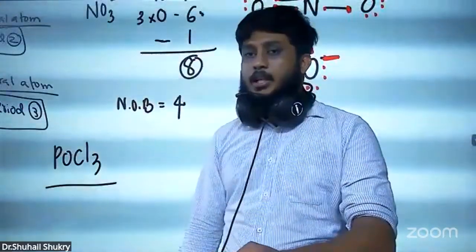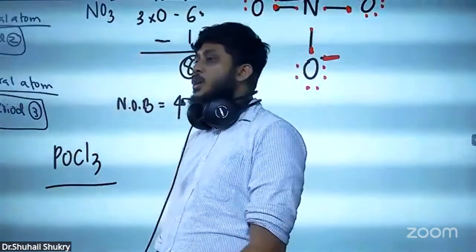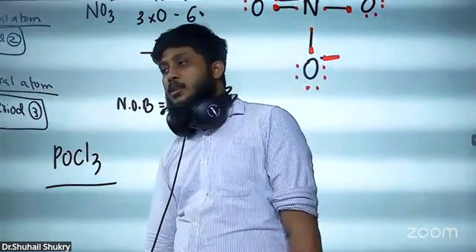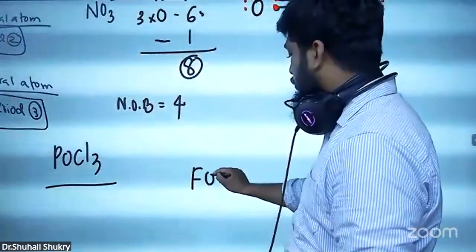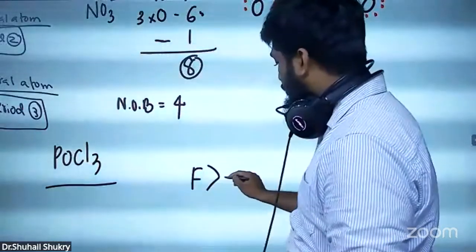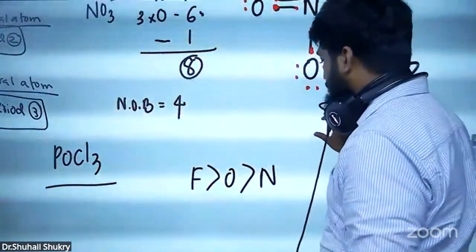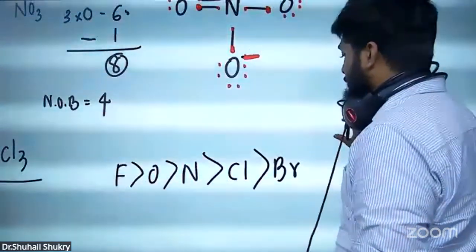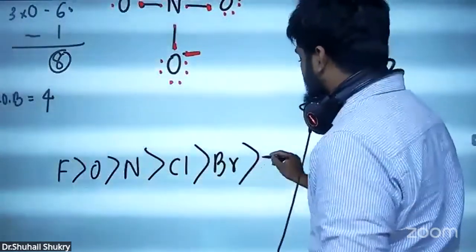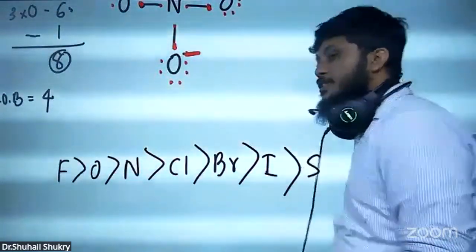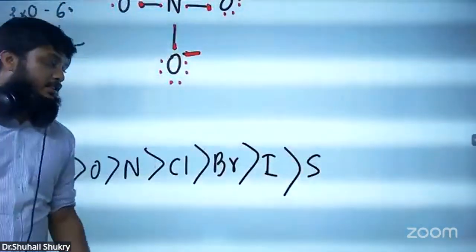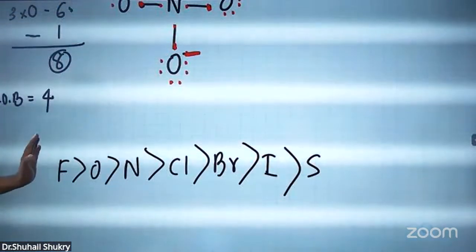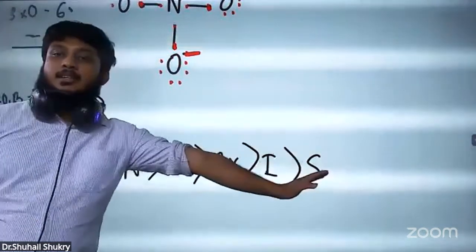That you can see from the periodic table. In the periodic table, they haven't given the electronegativity. But do you know who are the top elements in electronegativity? Can you remember? I told a story, right? So this is the electronegativity order: fluorine, oxygen, nitrogen, chlorine, bromine, iodine, sulfur. After sulfur only, everyone will come. This is the electronegativity order.